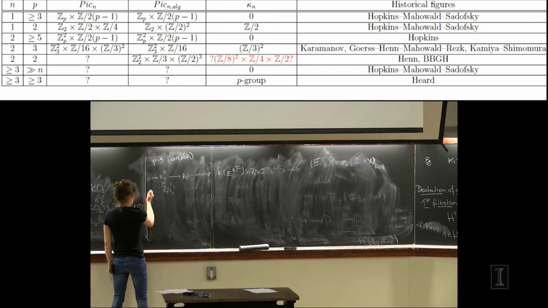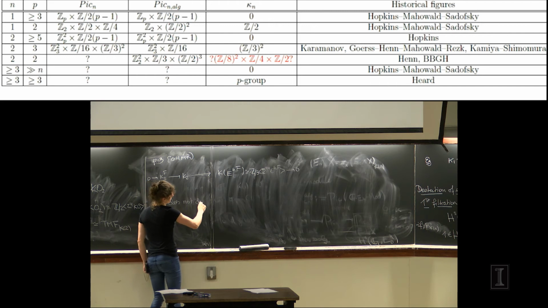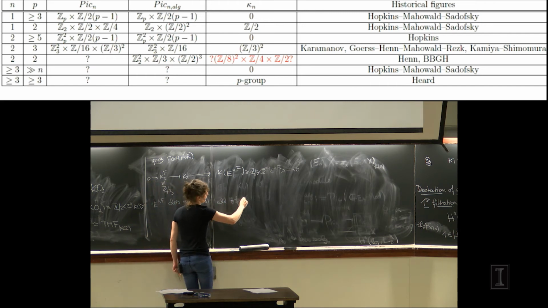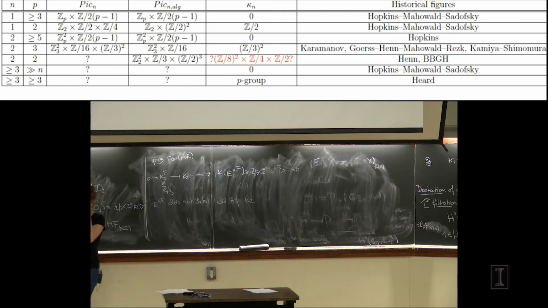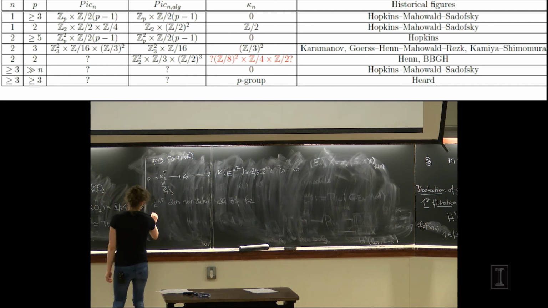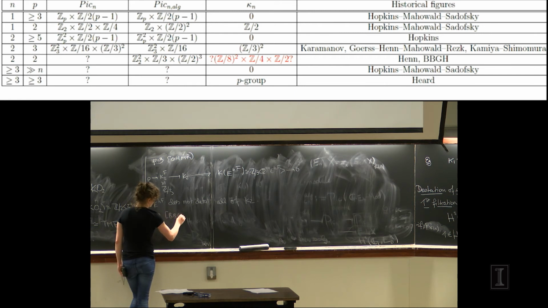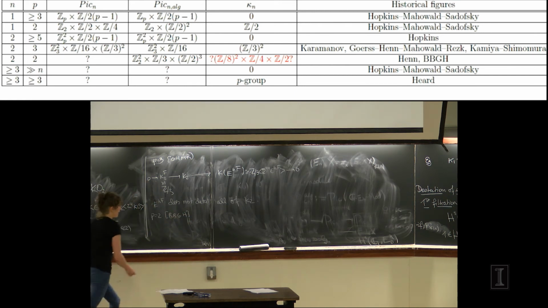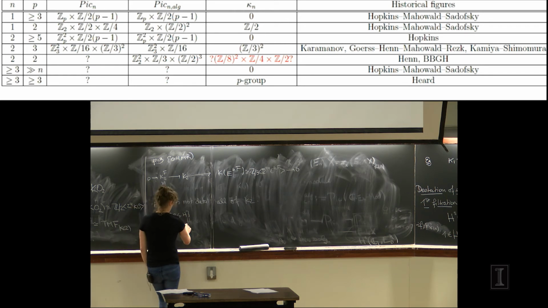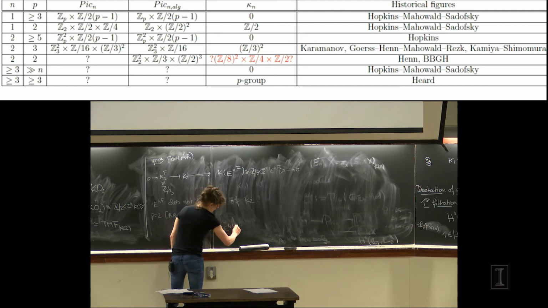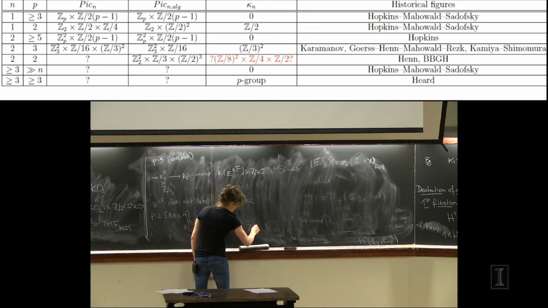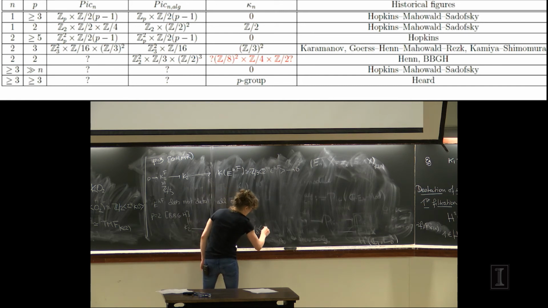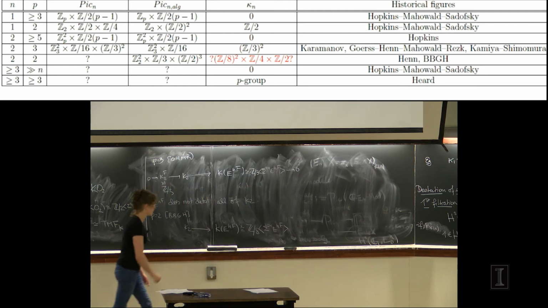But EHF does not detect all of kappa 2. Okay? So it's not good enough. And then at p is equal to 2, this is BBGH. Again, you're not going to be able to see everything with TMF. So you take kappa 2, map it to kappa of EHF. And this time, this is a Z mod 8 generated by the suspension of EHF, the 24th suspension of EHF.